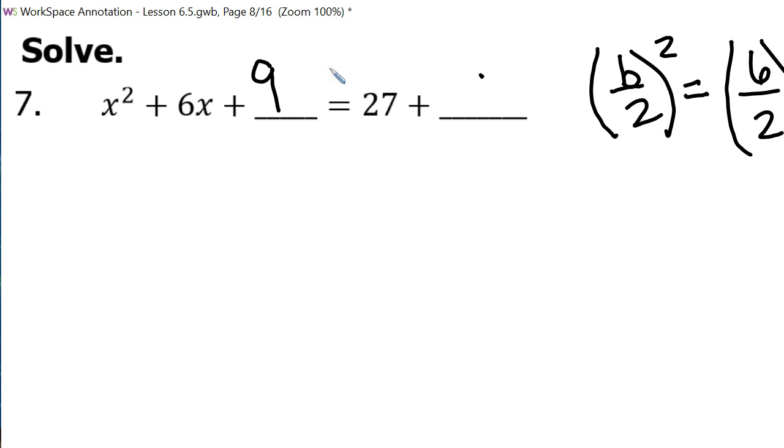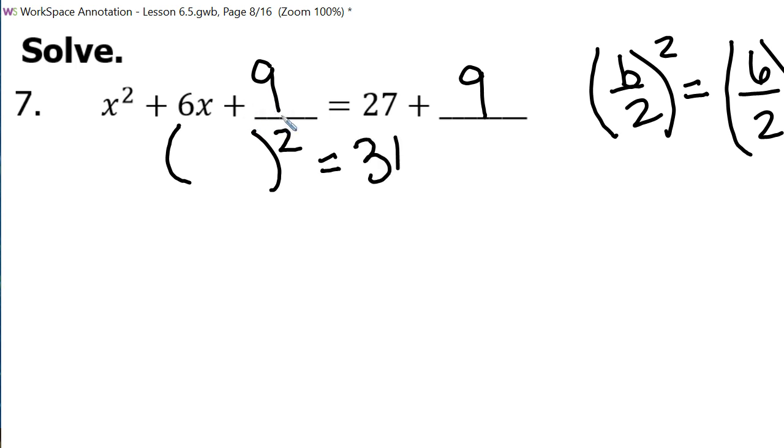So these first 3 examples have the blanks to help us remember. If I add it to the left side, I need to add it to the right side. Now it's going to be what we did yesterday. So for the left side, we need to factor that perfect square trinomial. So put your parentheses with the square. And on the right side, combine these with 27 plus 9. 36.